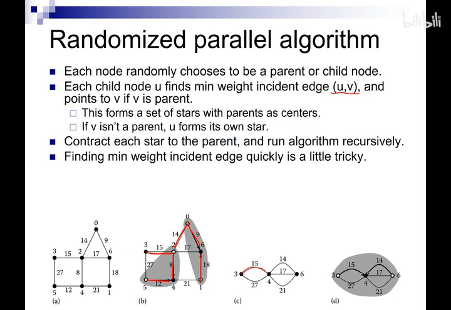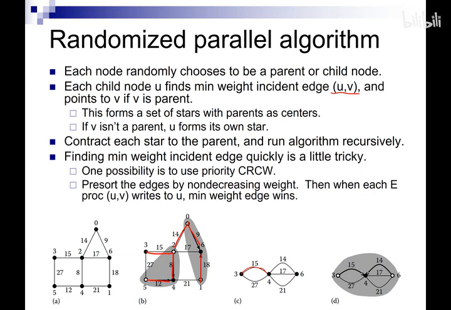Now, one thing is that it's a little bit tricky to find what is the minimum weight outgoing edge, okay? Because you could have a node with many outgoing edges. So for example, this node has 4 outgoing edges, right? So we don't want to have a single process check all of these outgoing edges and then find the minimum among them, because if you have k neighbors here, that's going to take order k time. We want to do this in constant time.